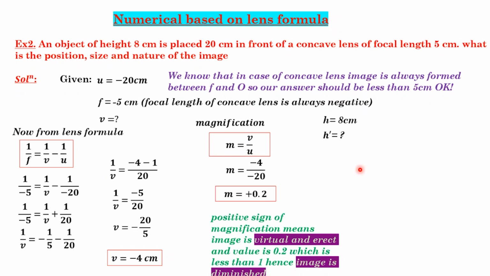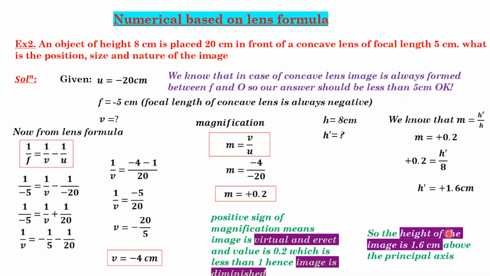Okay, now here magnification is also given by h prime by h. Now we know that magnification is plus 0.2. So from here apply the formula and we get h prime is positive 1.6. Now the size of object was 8 centimeter and now the size of image is 1.6 centimeter, means it is diminished.